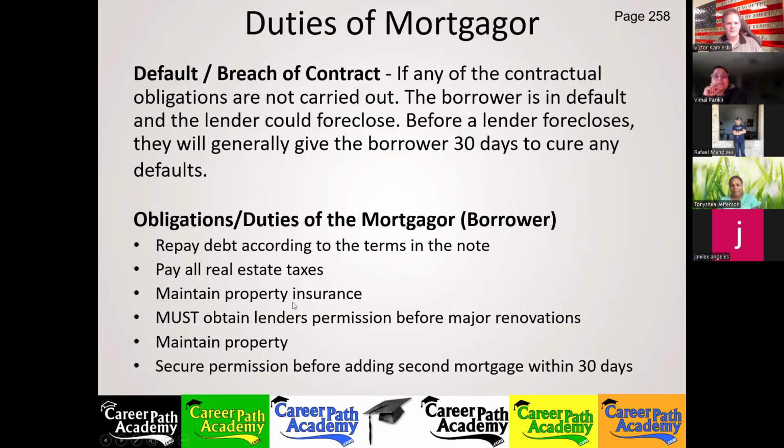So Victor, let's go back to must obtain lender's permission before major renovation. So let's say if I want to do the kitchen, I have to get the permission? Yes. From the city? Because your lender is going to want to know who's the contractor doing the work. They're going to want to see the plans, and they're going to want to see the money. Where are you getting the money for that? Do you have the money to finish the job or not?